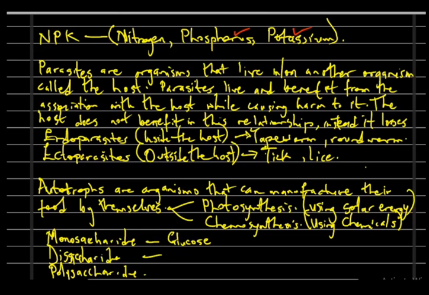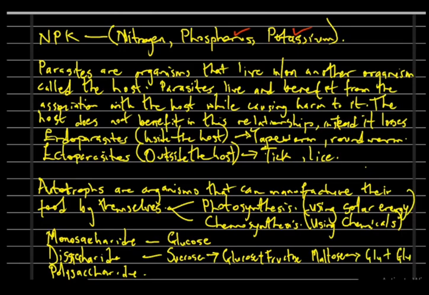So for monosaccharide, it has just one sugar, which is glucose. For disaccharide, we have the example of sucrose, which is actually glucose plus fructose. That is an example of a disaccharide. We also have another one which is maltose, which is actually glucose plus glucose. So those are examples of disaccharides.